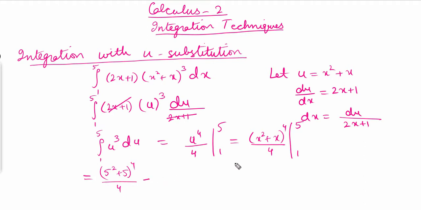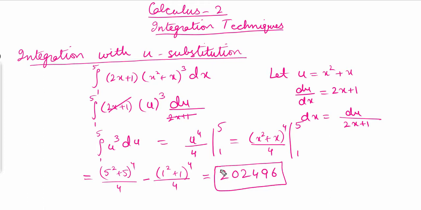Minus sign. Now I'll put 1 into x, so it'll become 1 squared plus 1 to the power of 4, whole divided by 4. I'll just put that into the calculator and get the answer. So the answer will become 202496. That's the answer. So this is how we will do the questions by the u substitution for the definite and indefinite integrals. Now the next thing that we have to discuss is the integration by using long division.